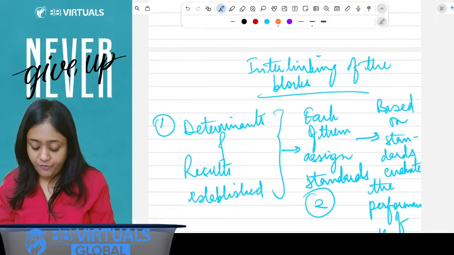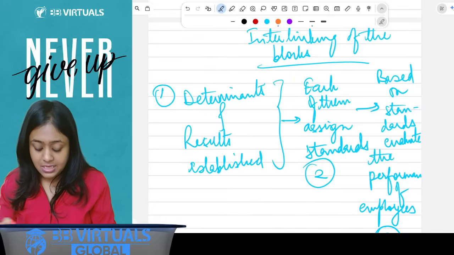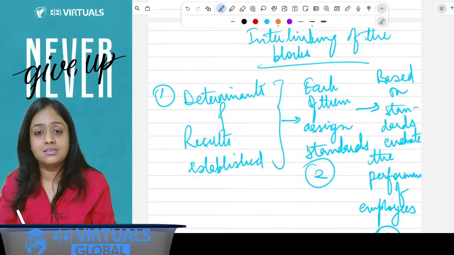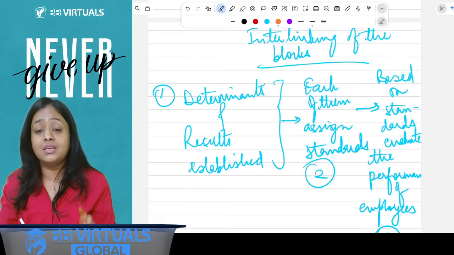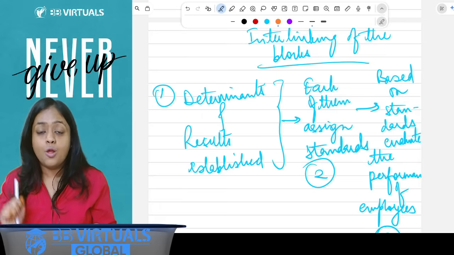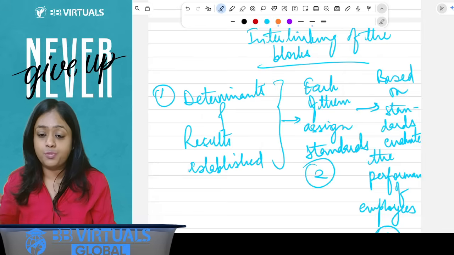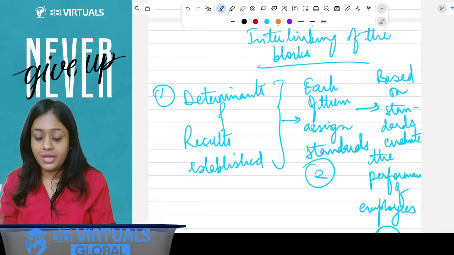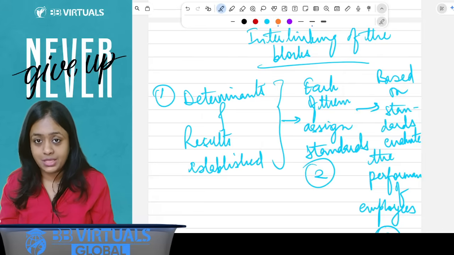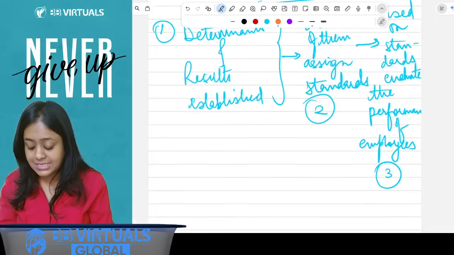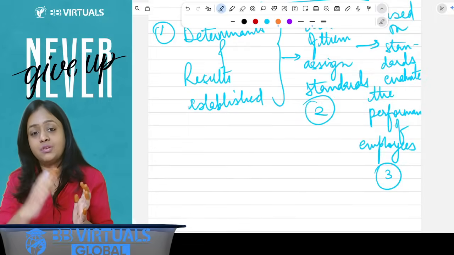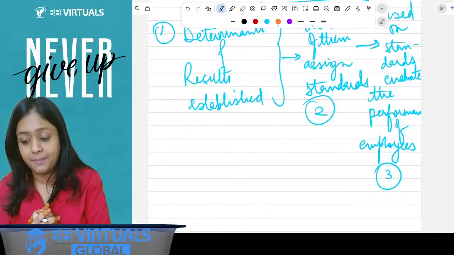Okay, now if I interlink the blocks, determinants and results, they establish determinants, they establish the results. Once they are established, then we match it with the standards, and then we reward the employees based on the standards evaluation. So this is how the interlink between the blocks takes place.